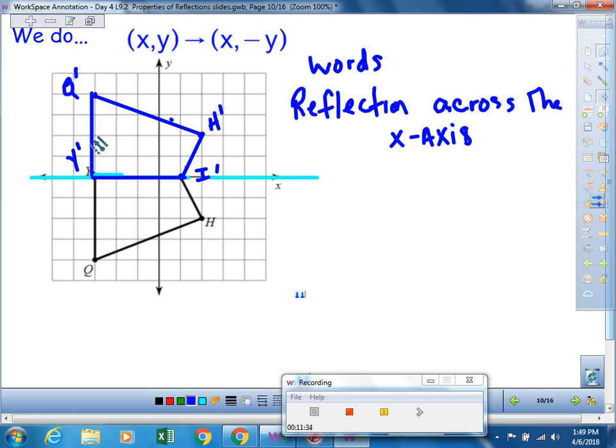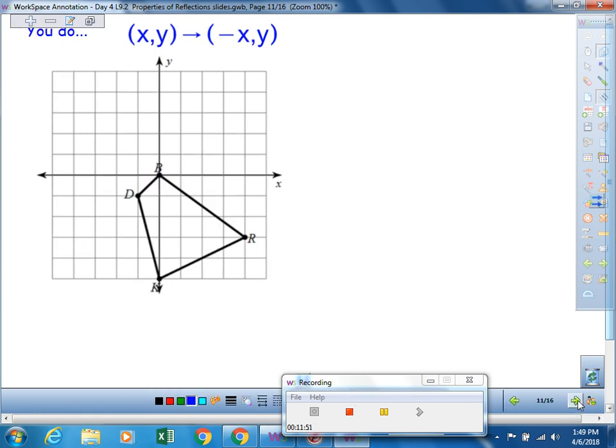All right, so just make sure that when you are drawing your new shape, if there's a vertical or horizontal line, it should still be vertical or horizontal in your reflection. Okay, go ahead and do this one. Make sure you write the rule at the top, translate it into words first. Well, on your homework, it will ask you to translate it.